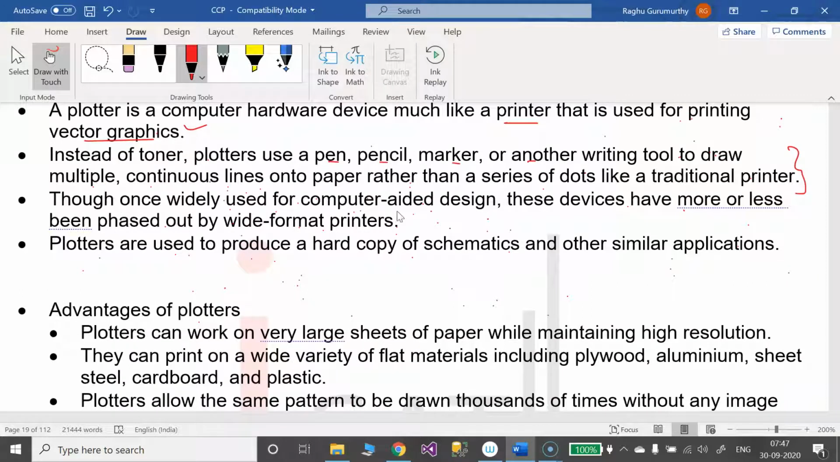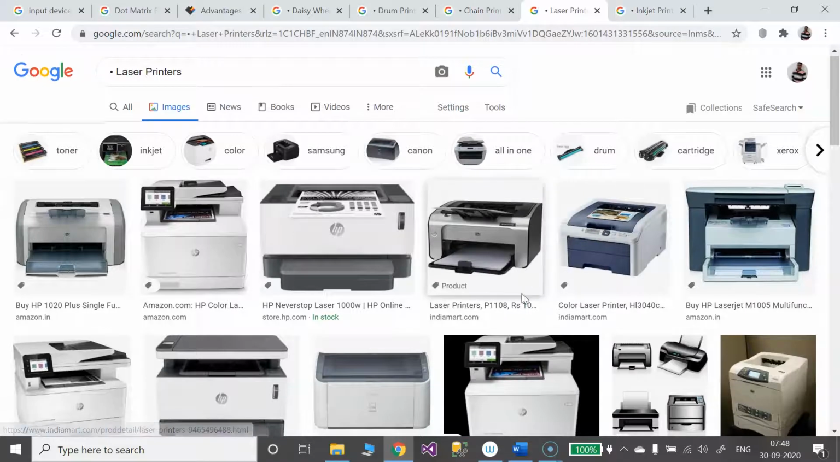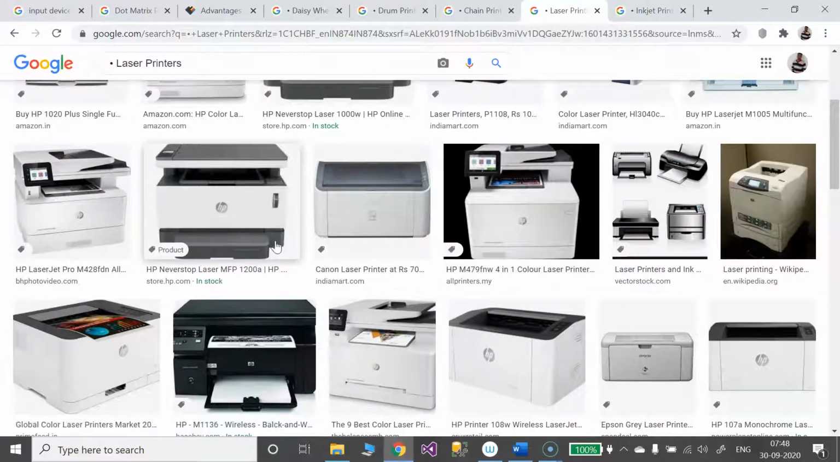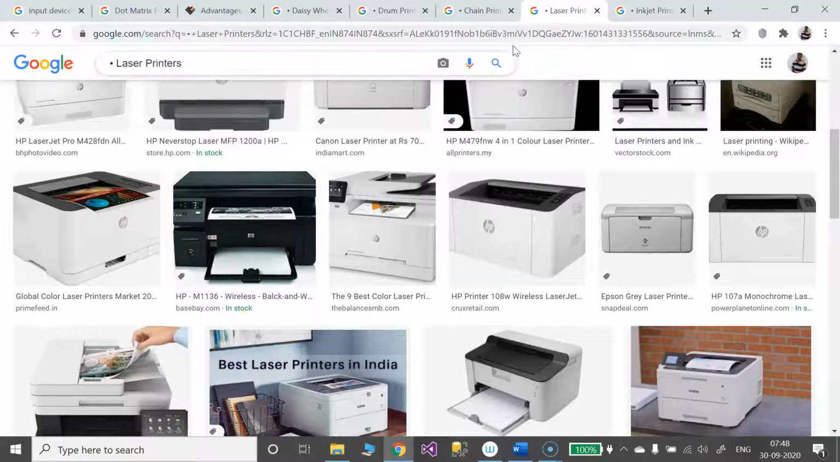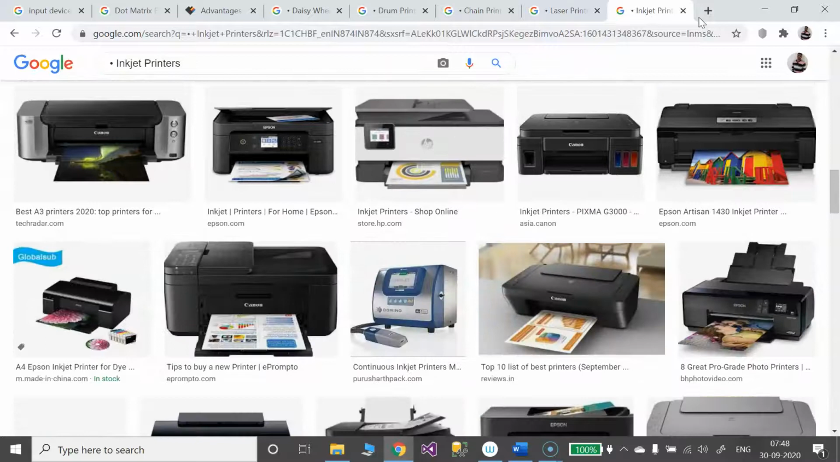Though once widely used for computer aided design, these devices have more or less been phased out in favor of wide format printers, of course. So plotters are used to produce hard copies of semantics and other similar applications. This is what we have with respect to plotters. If you go for plotters, how do they actually look? Before that we need to go for inkjet printers. Probably this is the laser printer, we all know this. Then these are the inkjet printers. Getting it? So later we need to come to the plotter.